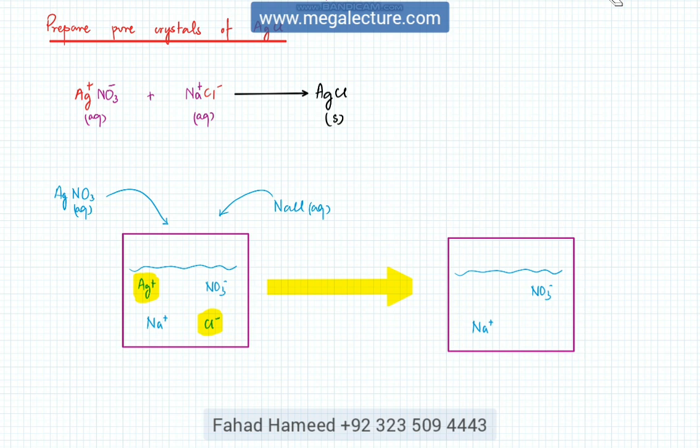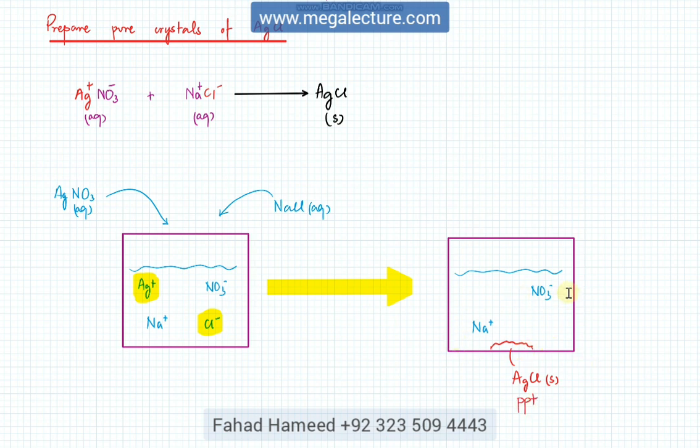Ag and Cl, because they're insoluble, would join together. They would form a crystal, and you'll start seeing AgCl crystals. AgCl is white in color, so they'll form white crystals of AgCl. And they're going to form a precipitate. AgCl PPT, or precipitate, is going to be formed.